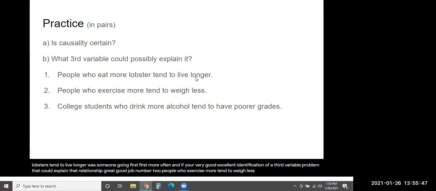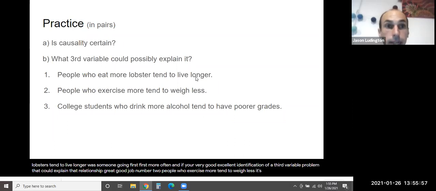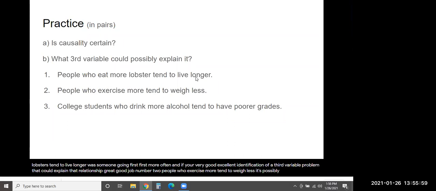Number 2, people who exercise more tend to weigh less. I feel like causality is certain because you exercise to lose weight most likely. Okay, but there is possibly another explanation, like maybe you also control your diet, or you live in a society where there's a high standard that you have to exercise or control your diet. There's still a relation and causation, but there's more than one factor.